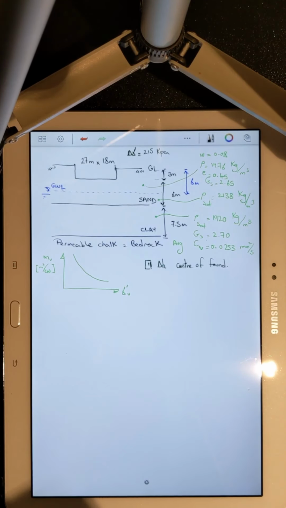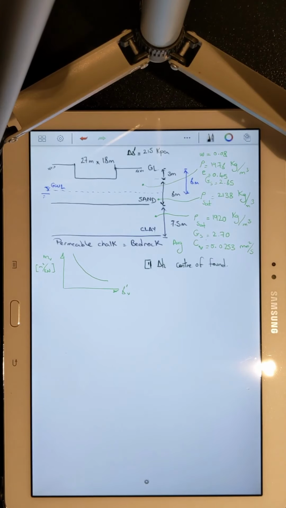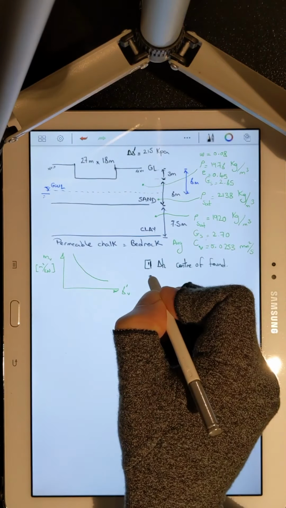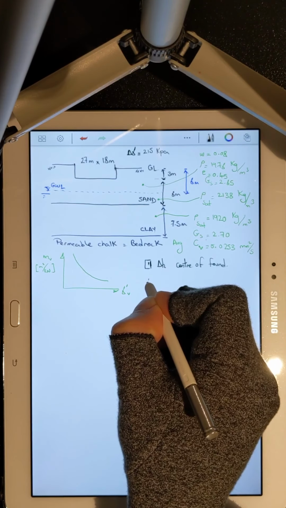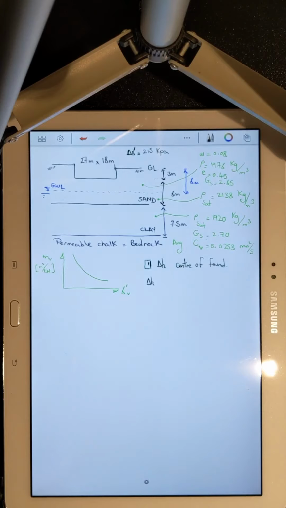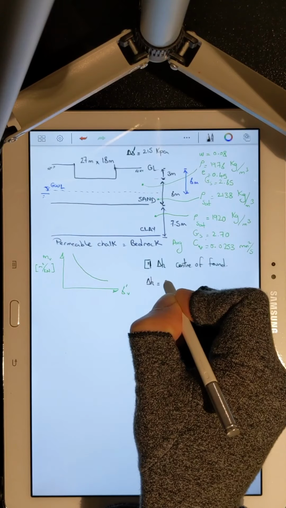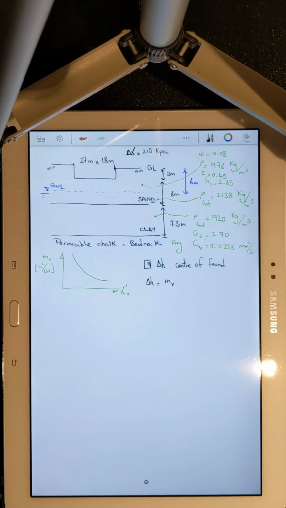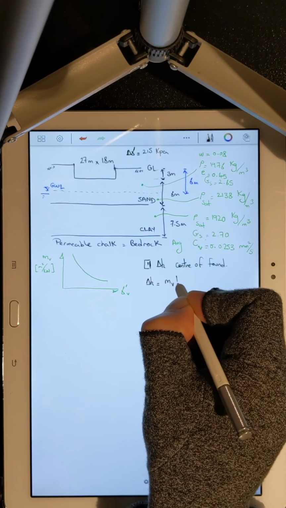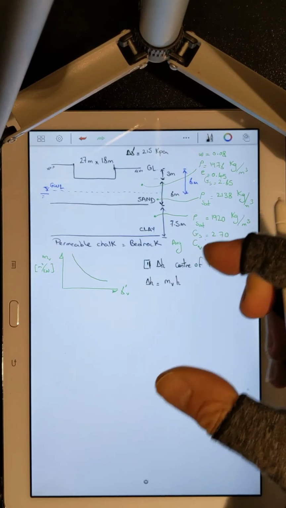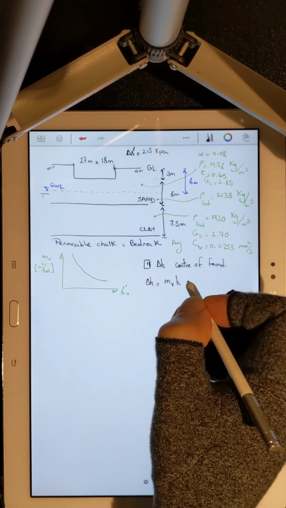So you can see that I cannot possibly make use of my main method, or the first method that we are familiar with. But there was a second method, and that second method tells us that delta H, that is the consolidation settlement, is equal to m sub v, coefficient of volume compressibility, times H, that is the thickness of your soil layer, multiplied by delta sigma.